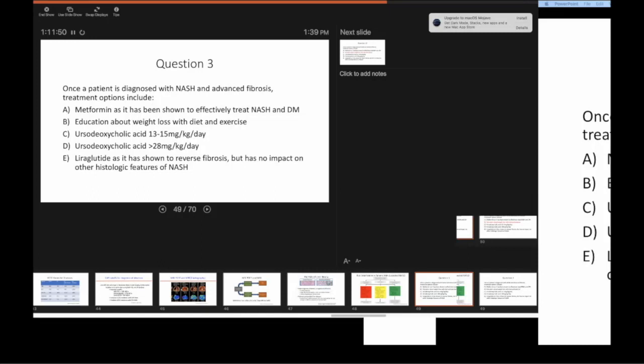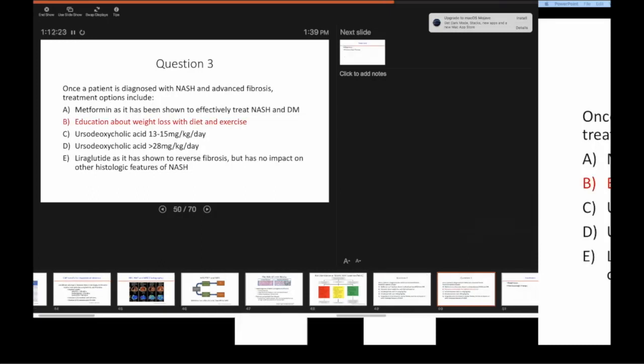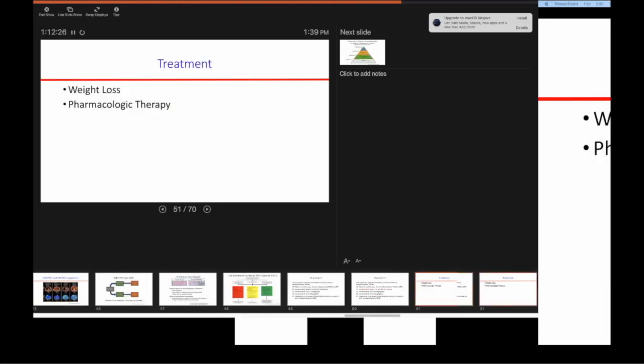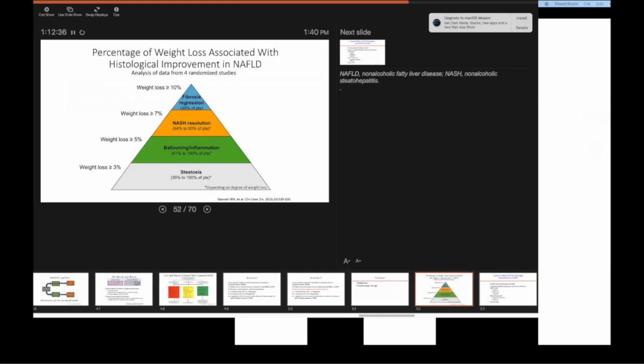What do you guys think? B. Yeah, that's the answer. We'll talk about treatment, so weight loss and pharmacological therapies. No surprise, there's no FDA-approved drug as of yet, right?